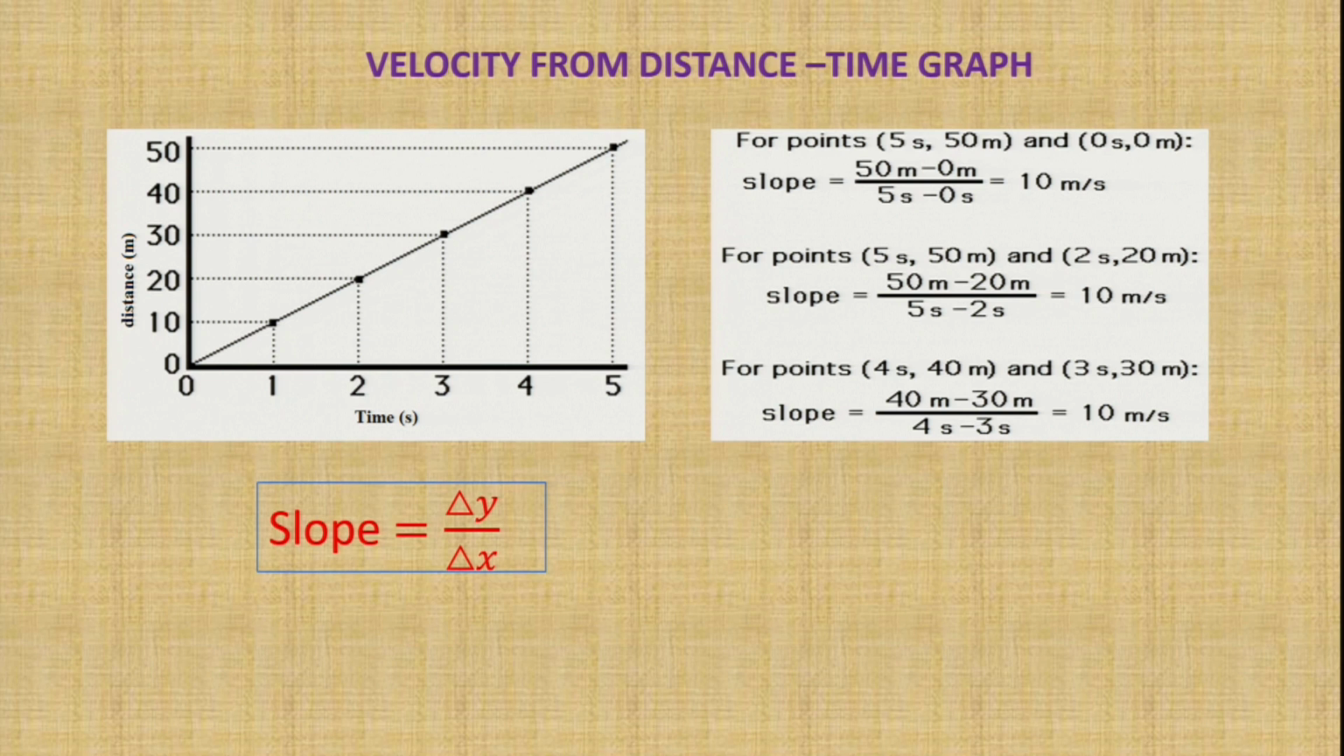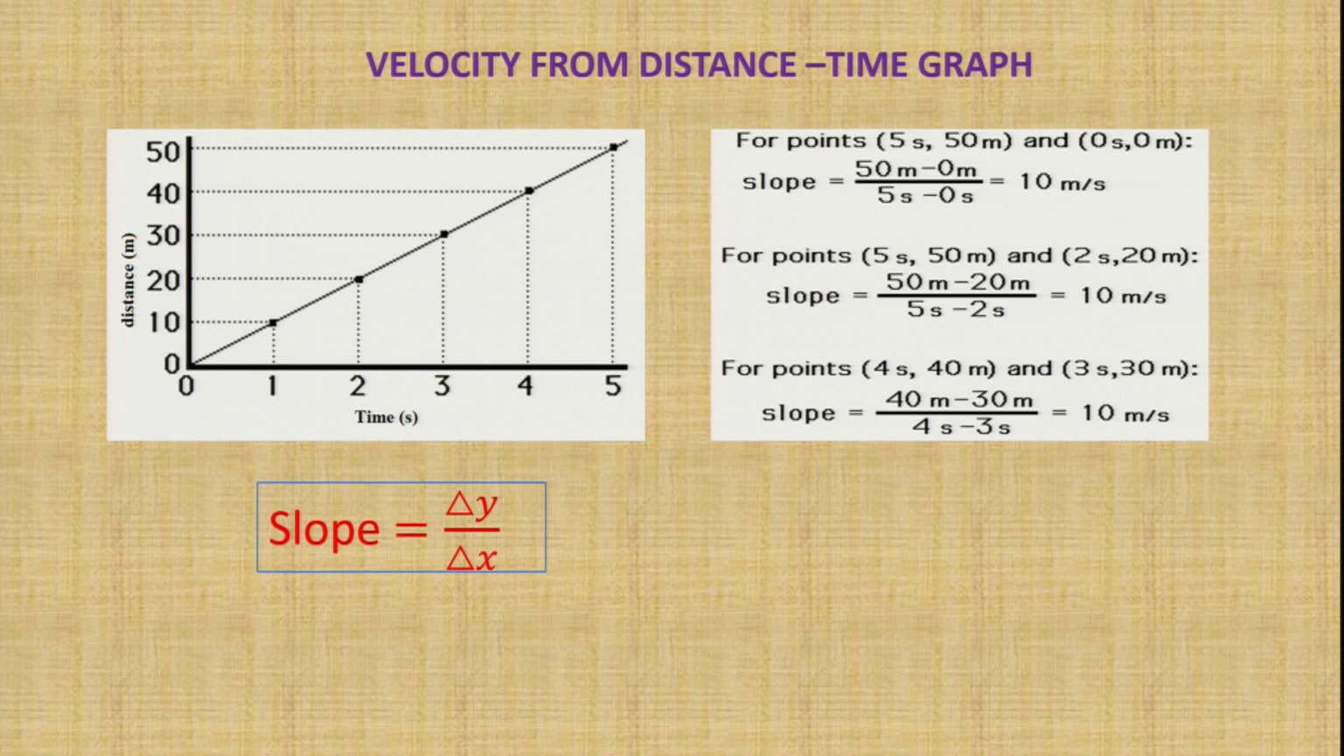Now let us take another set of points. If you see 5 second, 50 meter and 2 second, 20 meter. If we take these two points and we would like to find the slope, we can find it again the same way, 50 meter minus 20 meter divided by 5 second minus 2 second. That again will give us 10 meter per second. So we see here also the slope is giving us the same value, that is 10 meter per second.